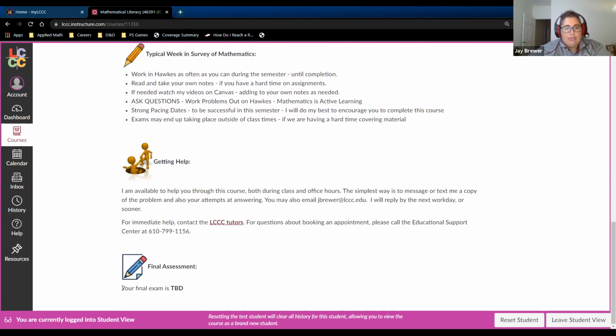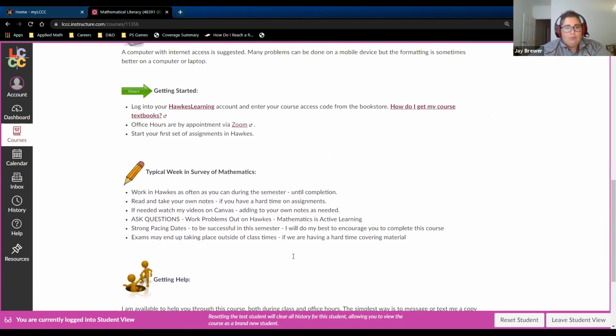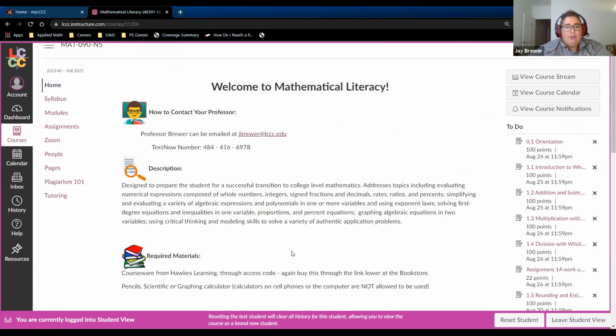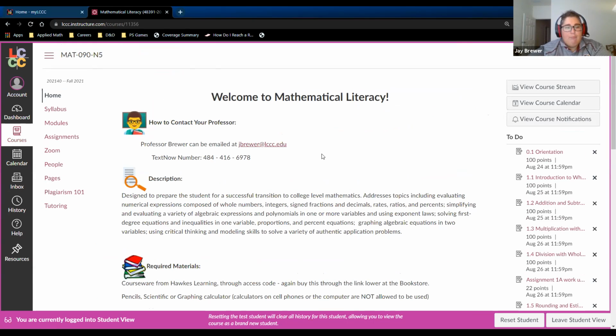One thing you should note is that here it says final exam is to be determined. That's because your course is a little bit different than other courses here at LCCC. Your course is pretty self-paced. I am going to be putting up a pacing guide, and if you follow my pacing guide and it's your first time taking the class, if you're pretty strict and follow it, then you should be able to finish this course in one semester.